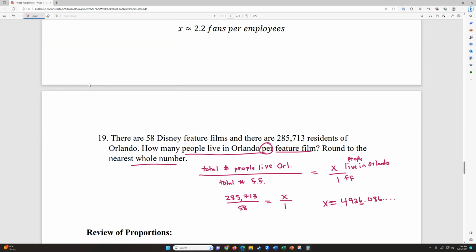We're rounding to the nearest whole number. That's the ones place value. So this 0 behind there does not bump that 6 up. So it's going to be approximately 4,926 Orlando residents per feature film. Okay.